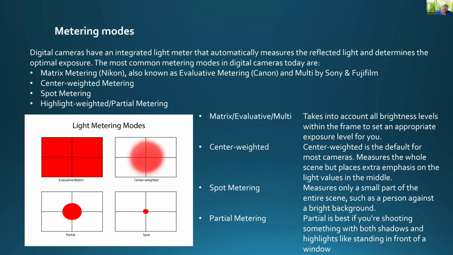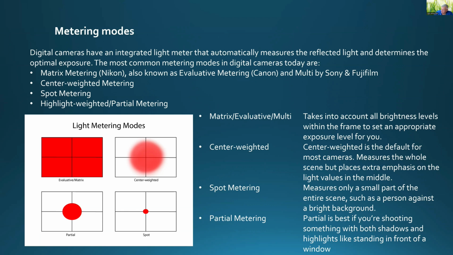Spot metering takes just a small part of the entire scene. So if you're doing a portrait of somebody in front of a window, you don't want the camera to pick up the light from outside. You want to make sure that they are sharp and bright. So that's where spot would come in, and you'd use the spot metering on where you're focusing, and that would be the person and not the outside.